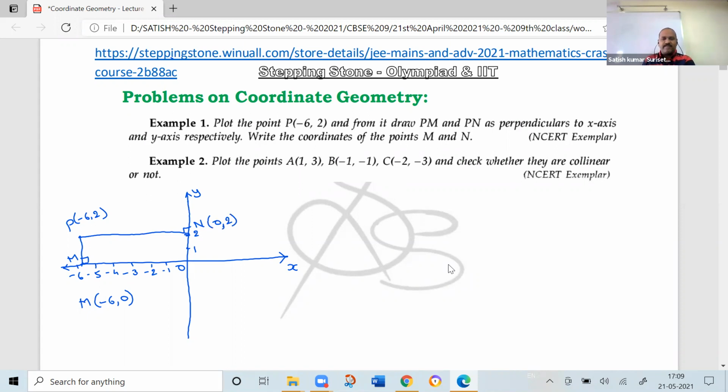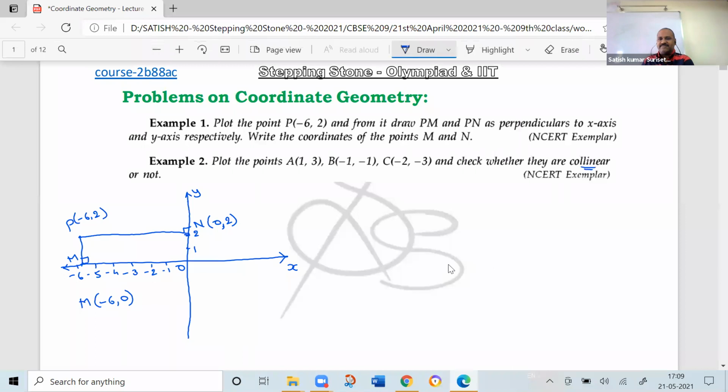Second problem. Plot the points A(1, 3), B(-1, -1), C(-2, -3) and check whether they are collinear or not. Now, tell me whether you know the meaning of collinear. When will you say the points are collinear?